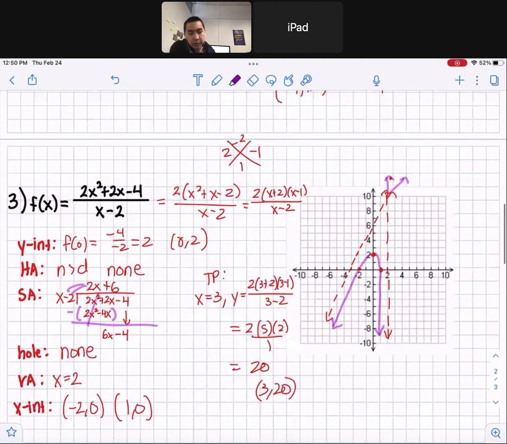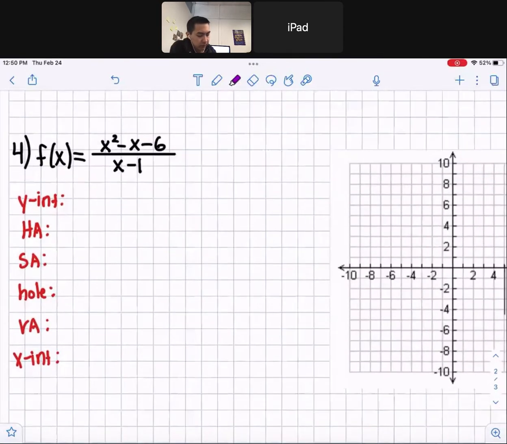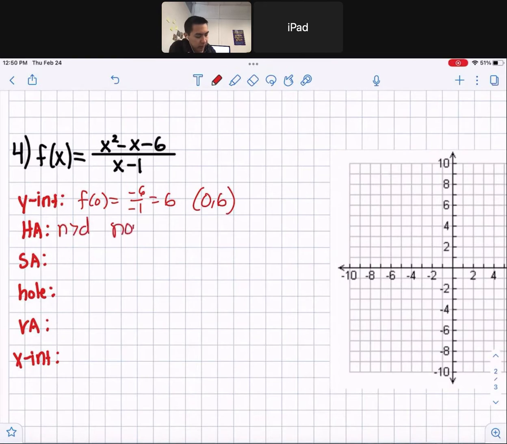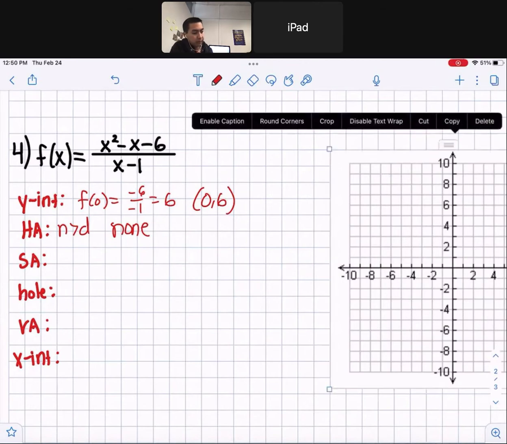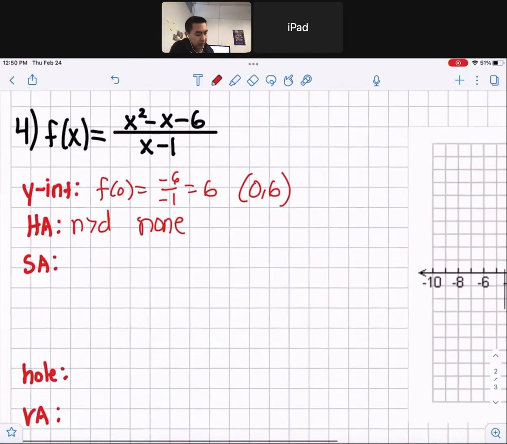And then lastly, you guys, number 4. Y-intercept, set x equals to 0. So we're going to get negative 6 over negative 1, which is just 6. So 0, 6. Horizontal asymptote, numerator is greater than denominator, so that's going to be none. We do have a slant because it's 1 degree. The numerator is 1 degree higher than the denominator, which exposes you to possibly getting a slant.